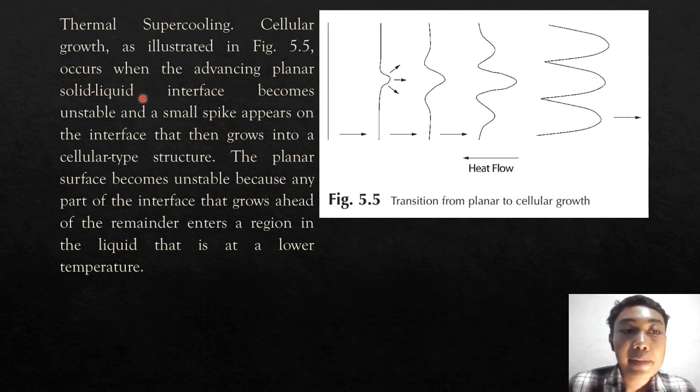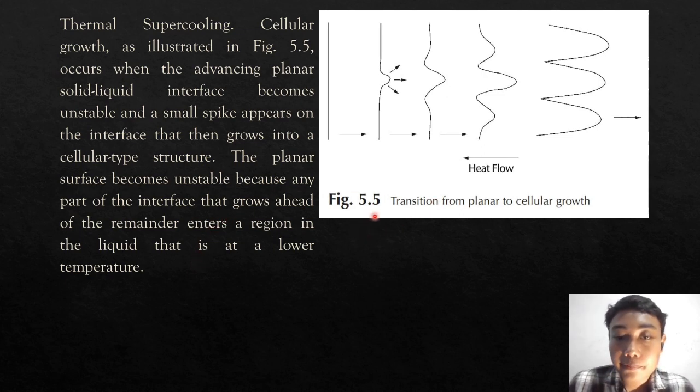Cellular growth occurs when the advancing planar solid-liquid interface becomes unstable and a small spike appears on the interface, which then grows into a cellular-type structure. The planar surface becomes unstable because any part of the interface that grows ahead of the main interface into the liquid is then at a lower temperature.